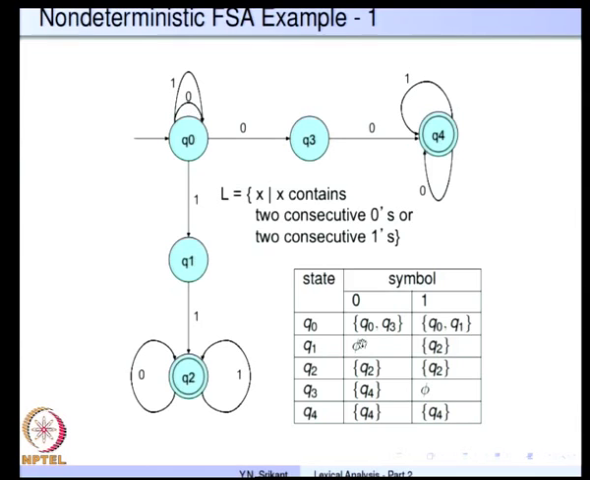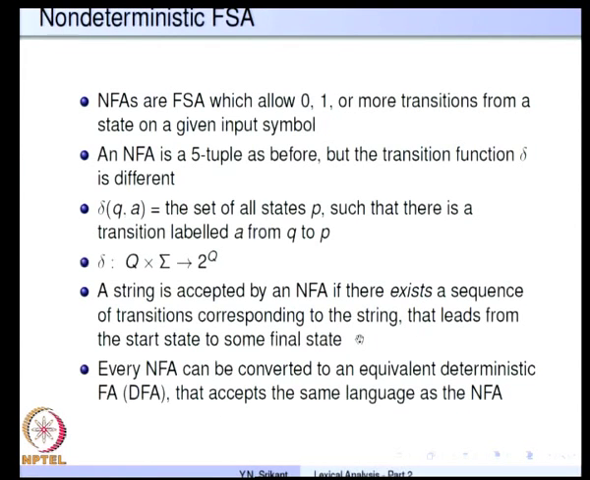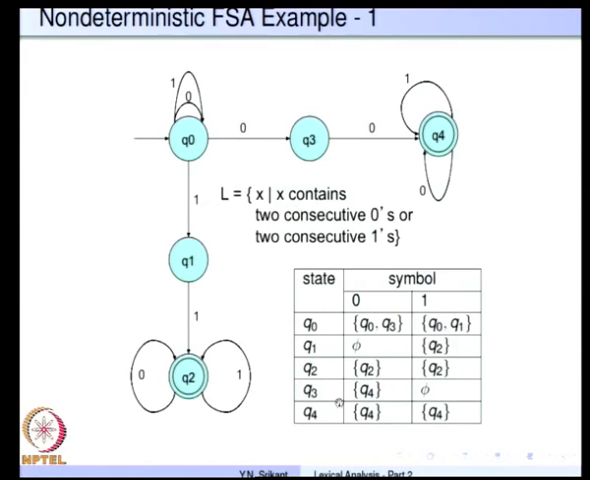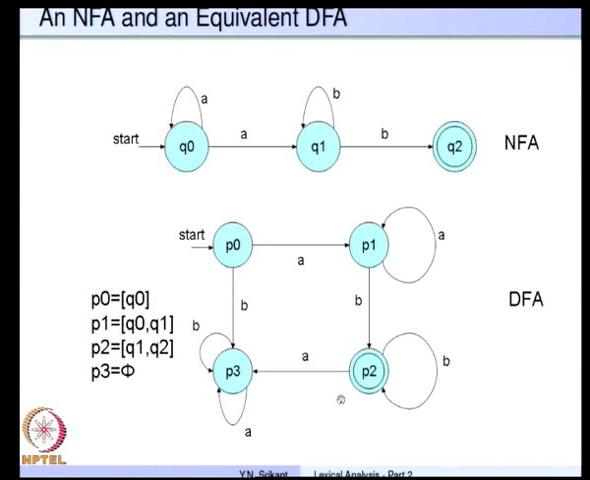So, this is the difference between the deterministic finite state automaton and the non-deterministic finite state automaton. The basic theorem of automata theory is that every NFA can be converted to an equivalent DFA that accepts the same language as the NFA. Now let us study how exactly an NFA can be converted to an equivalent DFA. Here is an example. This is an NFA and we should construct a DFA which accepts exactly the same language.